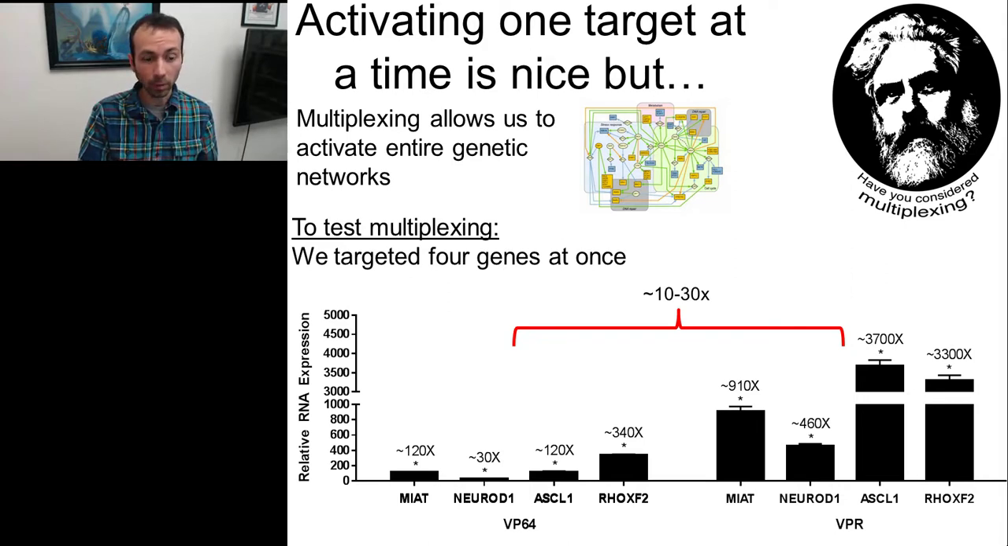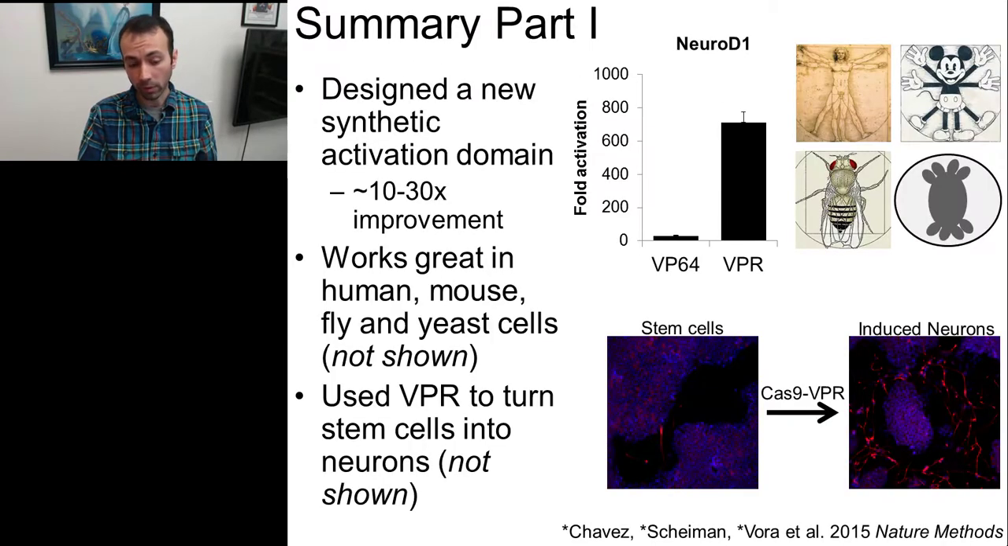And so, summary for part 1 of my talk, we designed a new synthetic activation domain. And this led to about a 10 to 30-fold improvement over the previous best activator, VP64. In data that I didn't show you, we showed that our tool works not only in human cells, which is where we did the majority of our experiments, but it also works in mouse cells, fly cells, and in yeast cells. And finally, at the end of our story, we used our Cas9 activator to convert stem cells into neurons, just showing you can actually get nice functional phenotypes using our tool. And this paper was published a while back in Nature Methods.